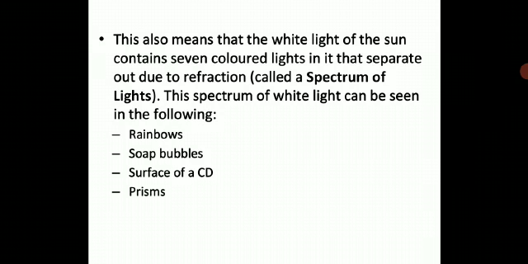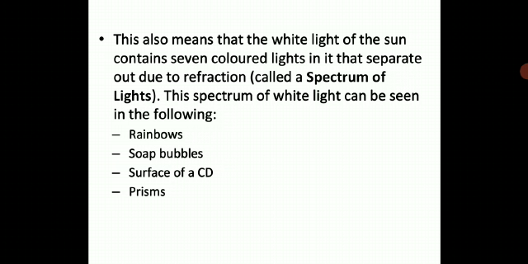This also means that the white light of the sun contains seven colored lights in it that separate out due to refraction. That is called a spectrum of light. That means a white light splitting into seven colors. That is also called a spectrum of light because a white light consists of seven colors. And this spectrum of white light can be seen in the following. White light splitting into seven colors, this phenomenon can be seen in rainbows.